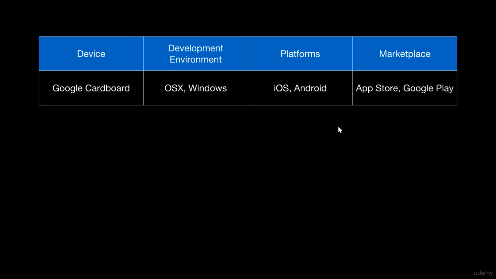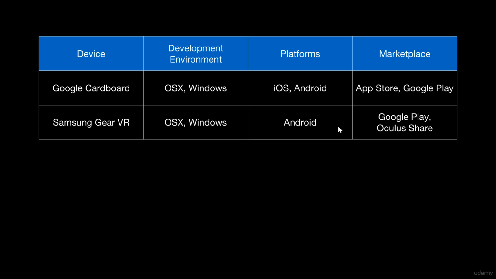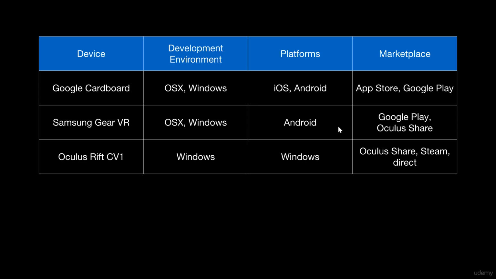Now, what about platforms? Google Cardboard, obviously you can develop on OS X or Windows. If that's particularly for Android, if you're using iOS, then you're going to need OS X. The marketplaces are the App Store and Google Play, respectively, for the different platforms. So that is fairly clear and straightforward. The Samsung Gear VR, on the other hand, is OS X and Windows again, because it's an Android platform. You can publish on Google Play, but you can also publish on Oculus Share, Oculus's own sharing platform.